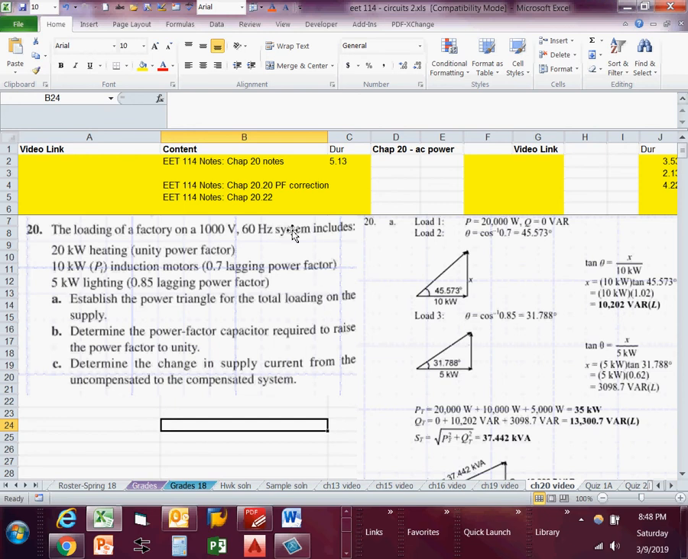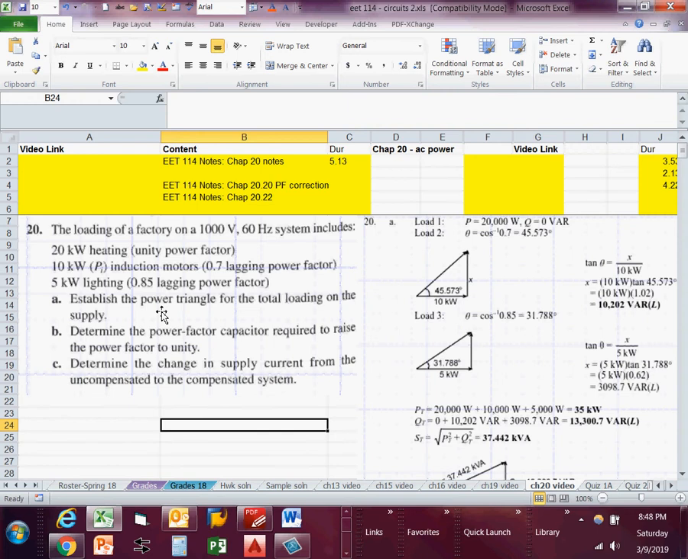Chapter 20, Power AC, Problem 20 is a power factor correction problem. The loading of a factory on the 1000 volt 60 Hz system includes 20 kilowatts of heating, unity power factor, which means purely resistive, 10 kilowatts P sub L, induction motors 0.7 lagging power factor, 5 kilowatts lighting 0.85 lagging power factor, which both mean inductive.